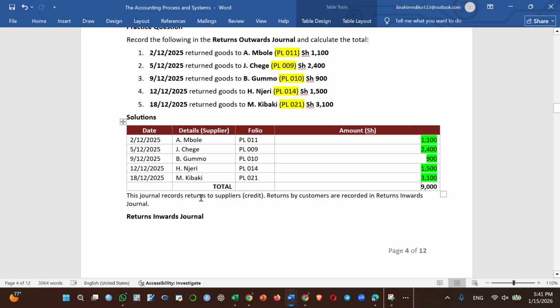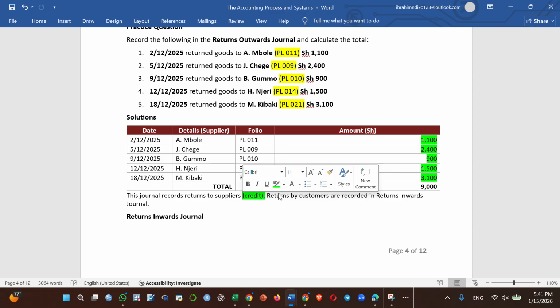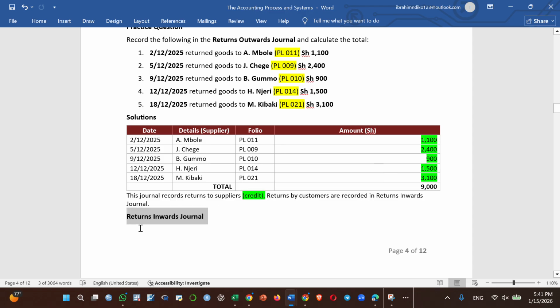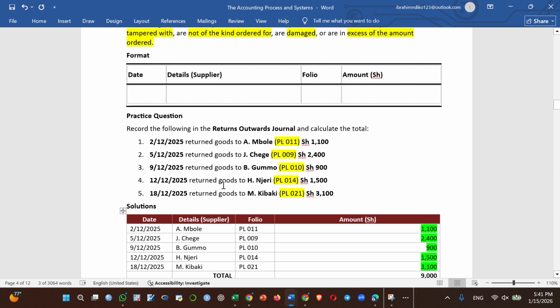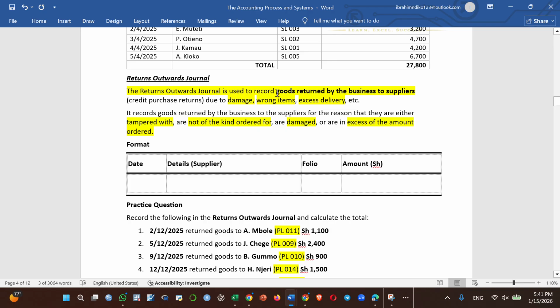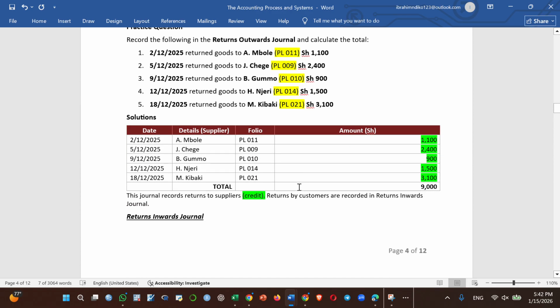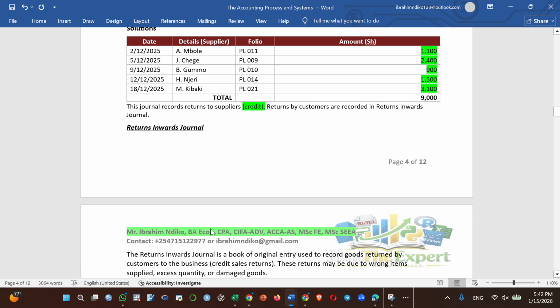Now you note that this journal records the returns to suppliers that were made on credit. The returns by customers are recorded in return inwards. This one is where the customer returns the goods. For return outwards, this is where the business returns the goods to the supplier.